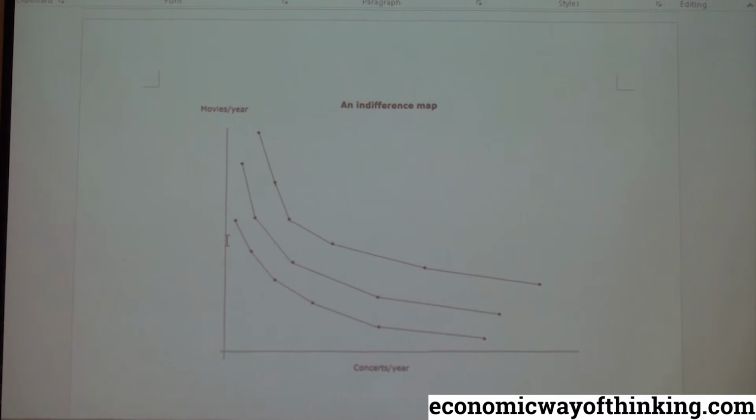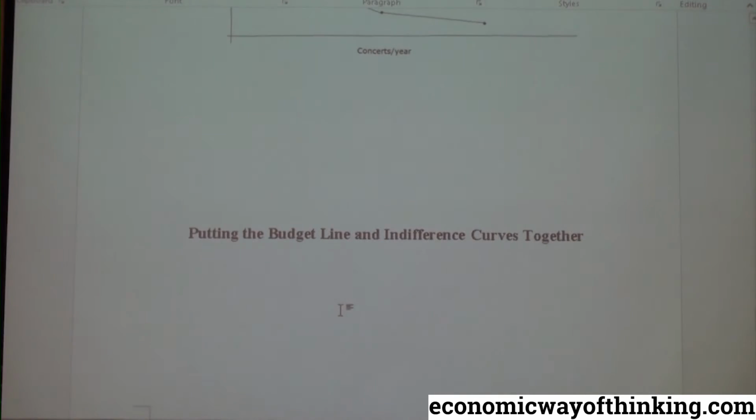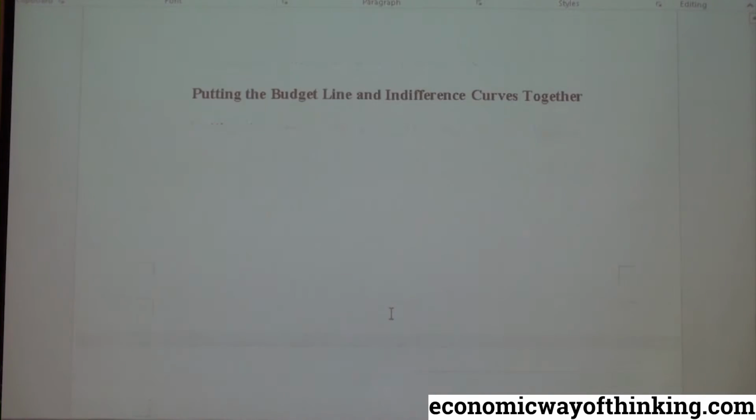So now we are just one step before answering the final question. What is the optimal bundle that I want to choose when I have $150 in my pocket and I'm facing certain preferences between concerts and movies? So now we will put these two lines together and see what will happen.